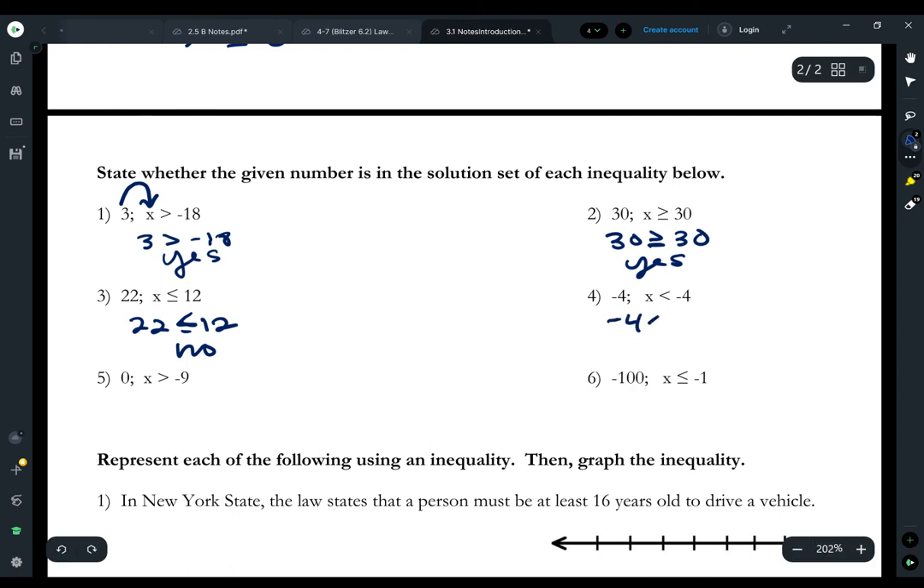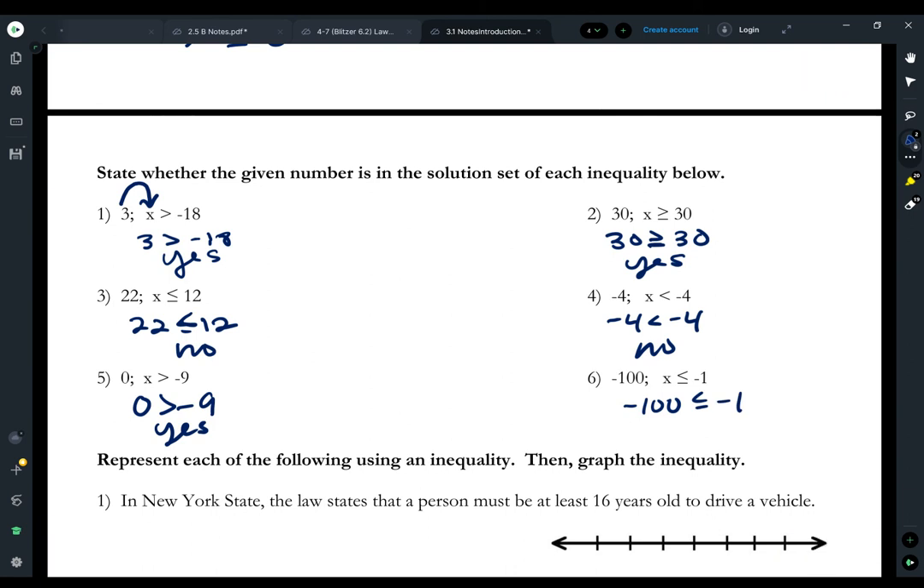On 4, -4 is less than -4. If this was an or equal to, it would be true, but it does not say that. So it's no. 0 is greater than -9. Yes. And on the last one, -100 is less than or equal to -1. So this one's really tempting to say no because 100 is bigger than 1, but we're looking at negatives. So this one's going to be true.